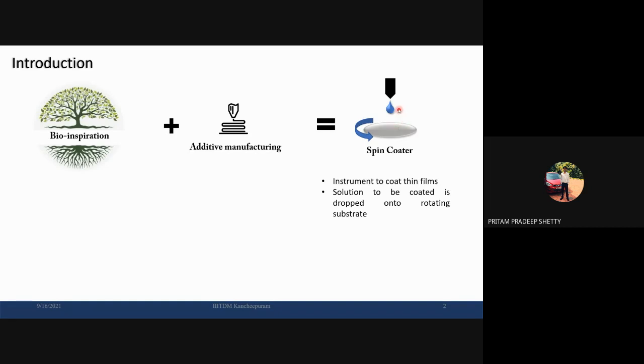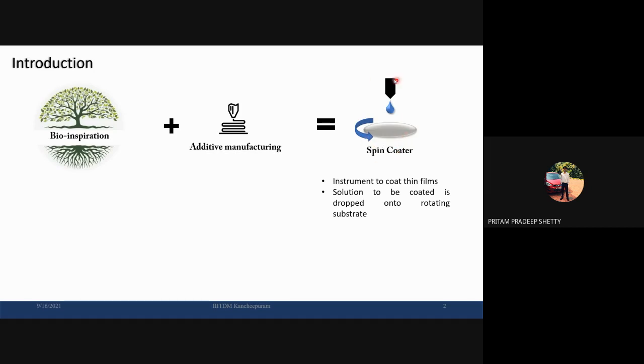The basic principle of operation is that you drop a liquid which you want to coat over the surface, and there is a mechanism on which you place this substrate and it starts spinning after dropping your solution. Due to centrifugal force, it spreads away from the center, and a uniform film is deposited based on the RPM of rotation, time of rotation, and acceleration. These are the parameters you need to optimize for getting different thicknesses of the fluid on the surface. So this is the basics about the instrument.